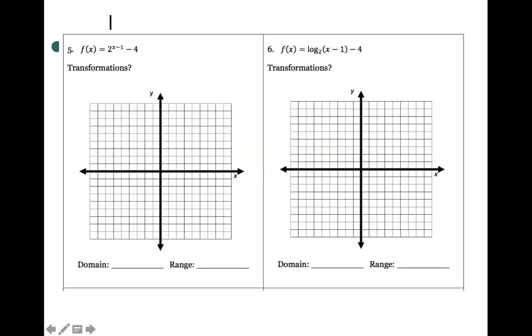Let's keep going. If you haven't tried one on your own, maybe think about it for this. There's not too many more opportunities. So this is going to go right 1 and down 4. So where is your asymptote going to be? It's exponential. So we're dealing with y equals horizontal asymptotes. They're going to be affected by moving up and down. So y equals negative 4.